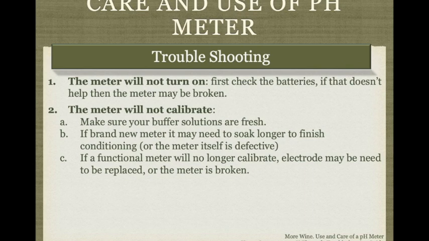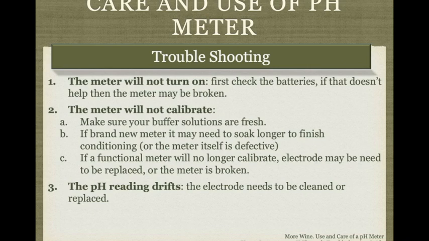The meter will not calibrate. Well, first make sure your buffer solutions are fresh. They don't last forever, usually maybe up to 6 months after opening. If it's a brand new meter, you might need to soak it longer in the solution to finish conditioning, or perhaps the meter is broken. If it's a meter that will no longer calibrate, it's possible your electrolyte has simply gotten old and needs to be replaced. They do not last forever.